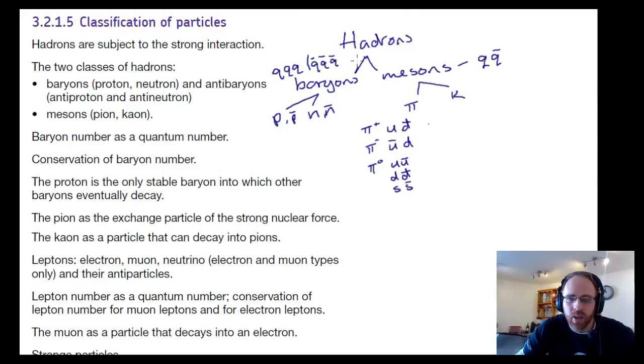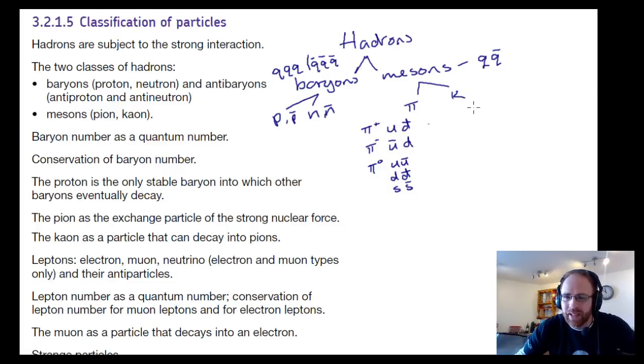So hadrons are subject to the strong force. They're made of baryons and mesons. Protons, antiprotons, neutrons, antineutrons are baryons. Pions and kaons, pi mesons and k mesons, are mesons, and they're made of quark-antiquark pairs.